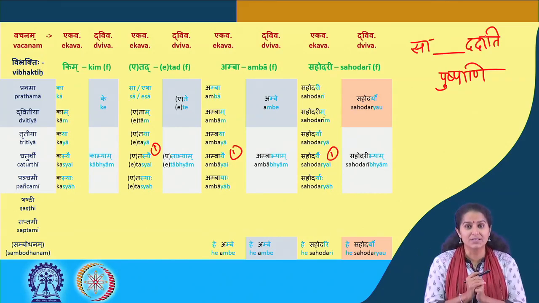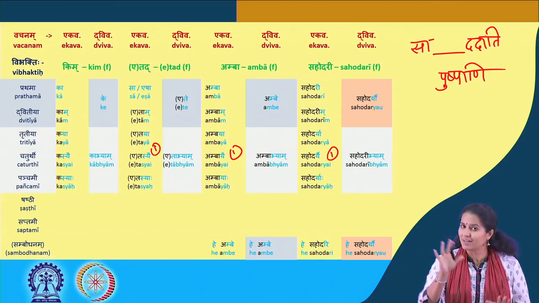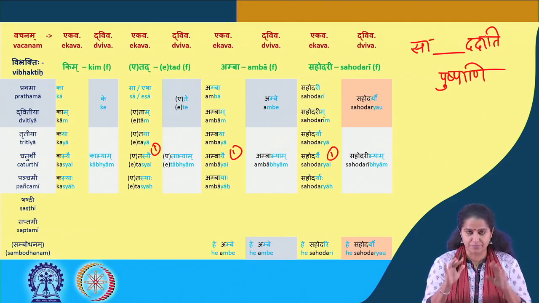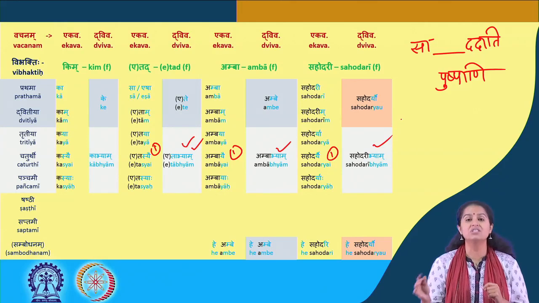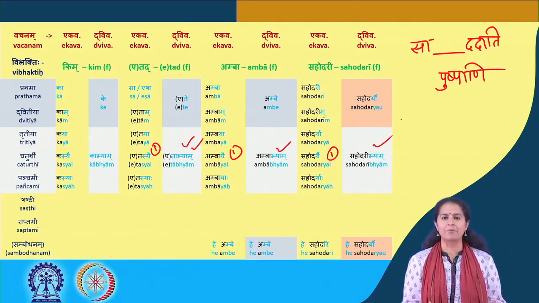Let's make that in the dual case now. We'll keep the sa as sa itself to keep matters simple. So sa tabhyam ambabhyam, tabhyam sahodaribhyam cha pushpani dadati. Uttamam. So I hope you figured that out. Let's do a quick recap of that.